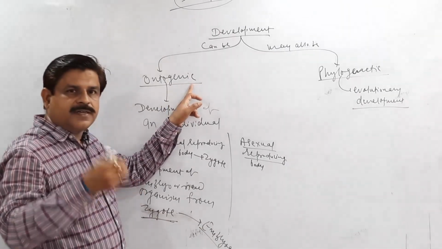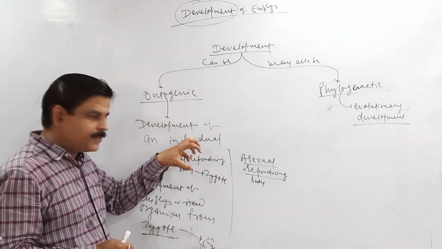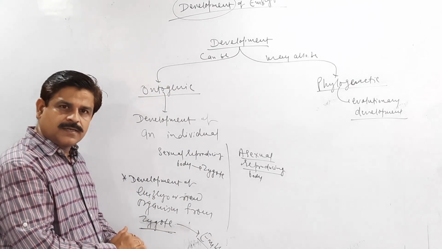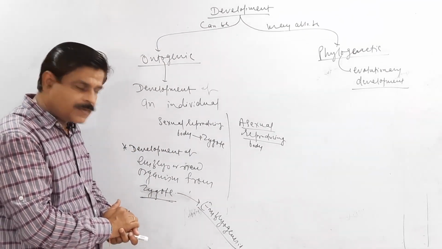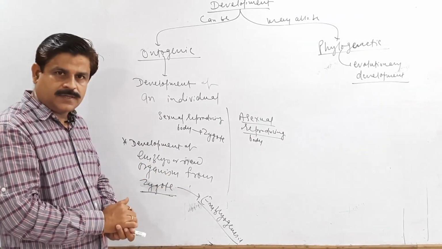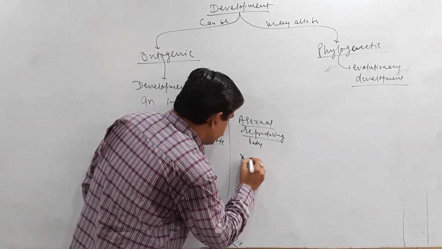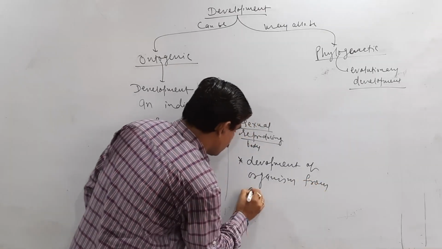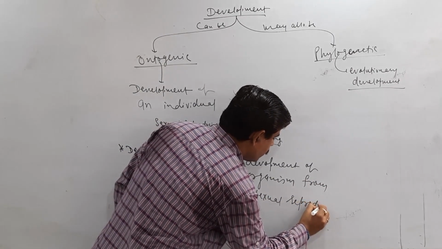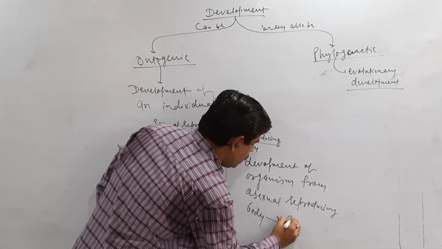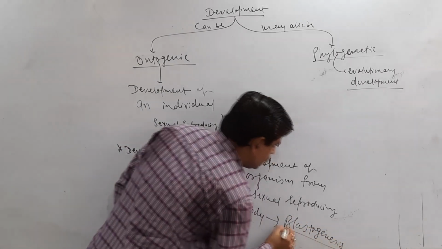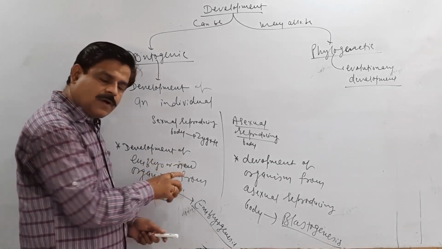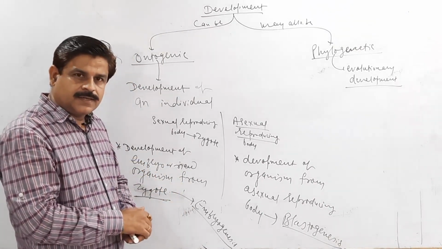So there are two cases in ontogenic development. Development of new organism from the sexual reproducing body, that is zygote, is called embryogenesis. You already read in the previous chapter, the study of embryogenesis is the embryology. If development of organism is from asexual reproducing body, this is called blastogenesis. Now it is clear what is embryogenesis. Embryogenesis is the development of embryo or new organism from the zygote or fertilized egg.